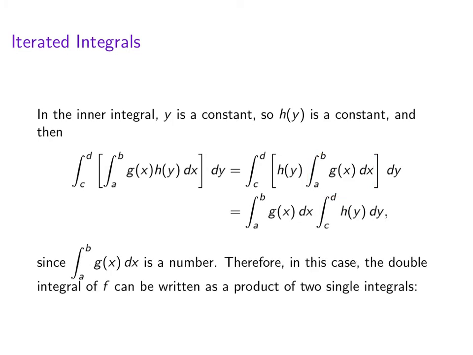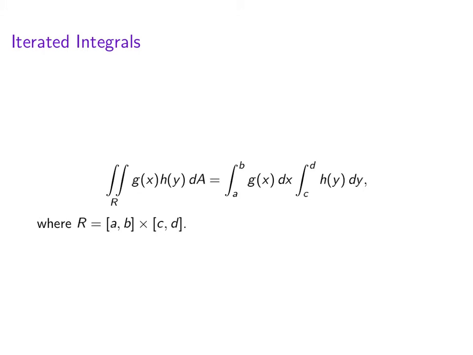So in this case, we can say that the double integral of f can be written as the product of two single integrals. So that is, this double integral can be written as the integral from a to b of g of x dx times the integral from c to d of h of y dy. These are now ordinary one-variable calculus problems. We compute them separately and multiply the answers together.